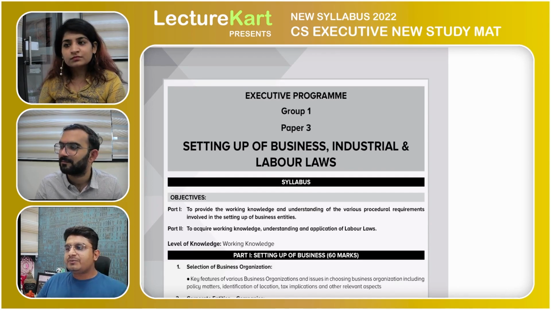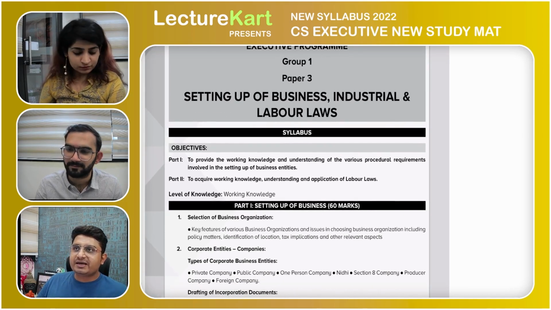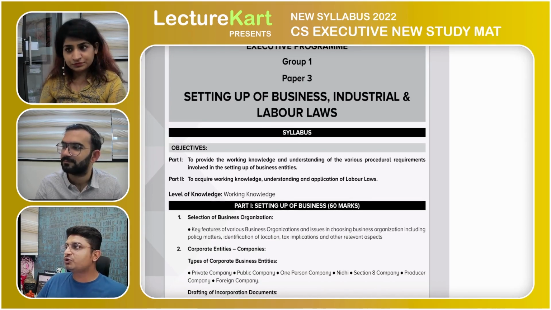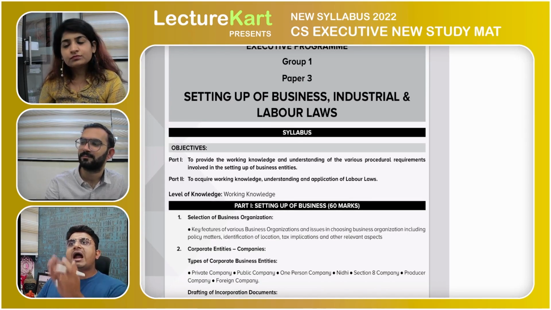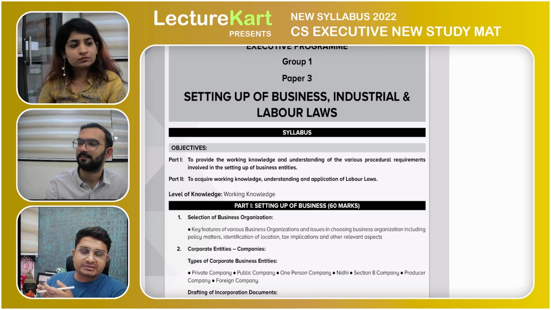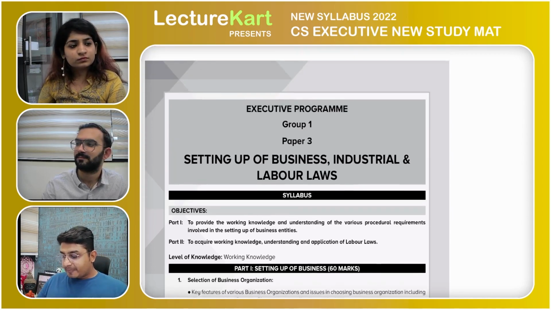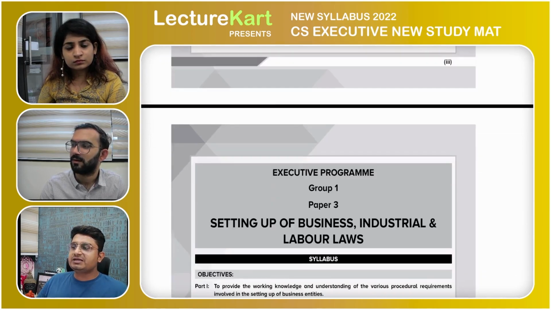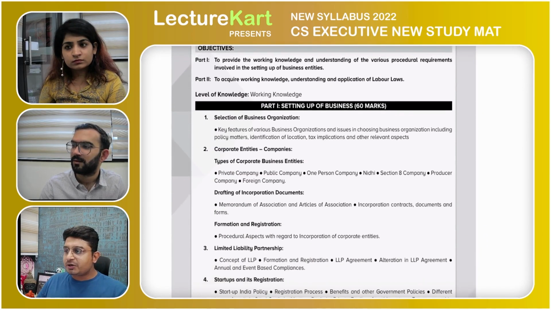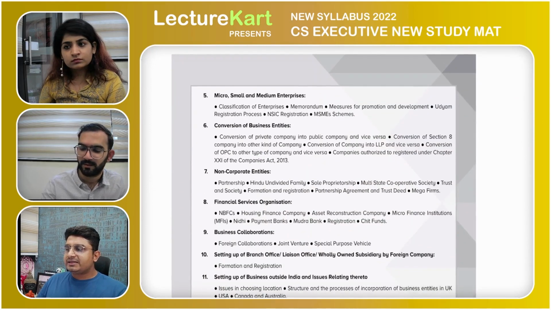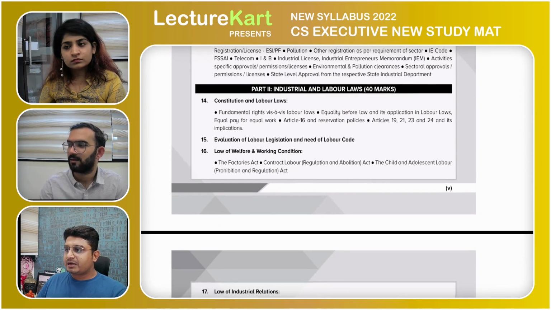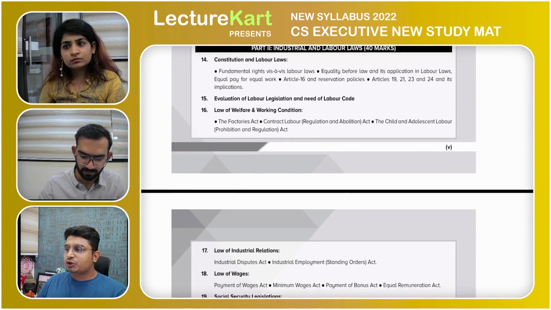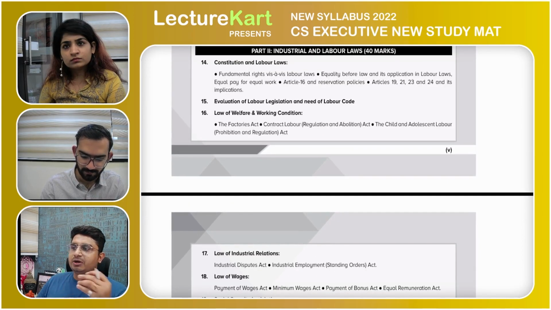Part 1 again will deal with the setting up of business entities area, which is 60 marks portion, similar to what you had in your earlier module, setting up of business entities and closure. Next, you will also see industrial and labor laws, but the industrial and labor laws conceptual part, I think they have grown, the area of these labor laws is now asked for 40 marks portion.